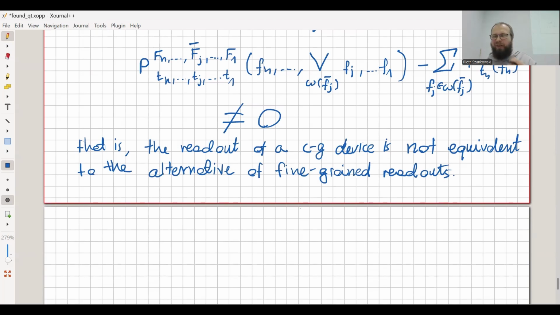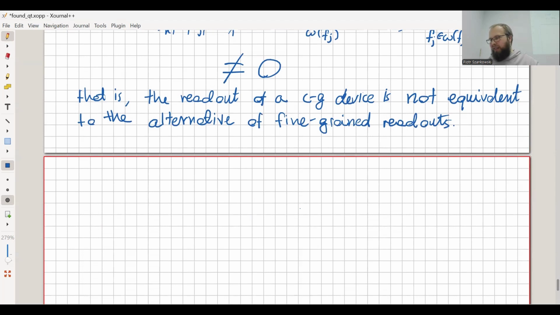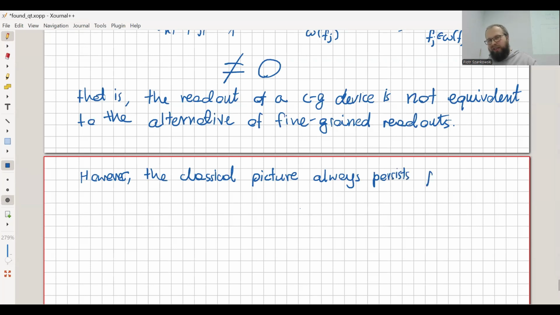Similarly, somehow related probably to inconsistency of measurements. And there is a second part to this observation. However, the classical picture always persists for the latest readout of the sequence, say due to causality.